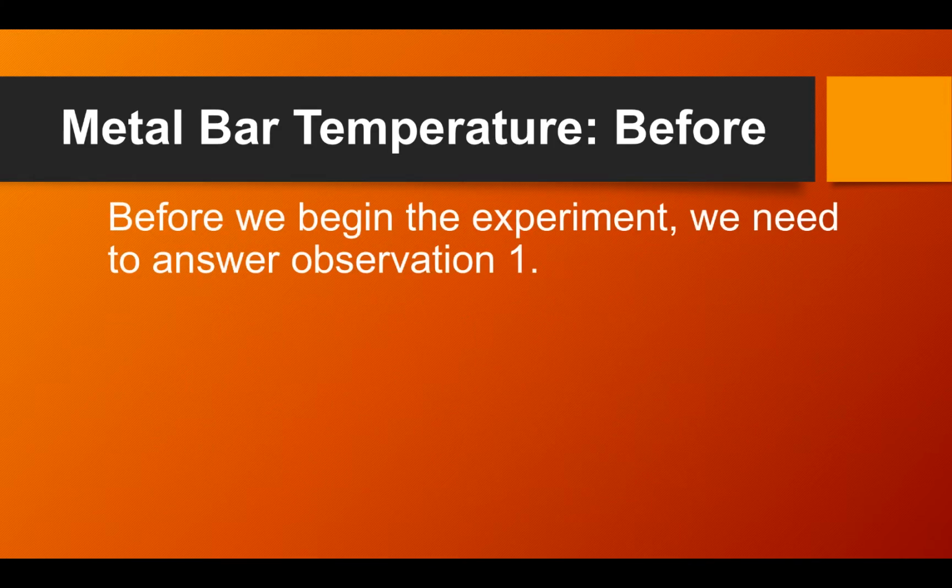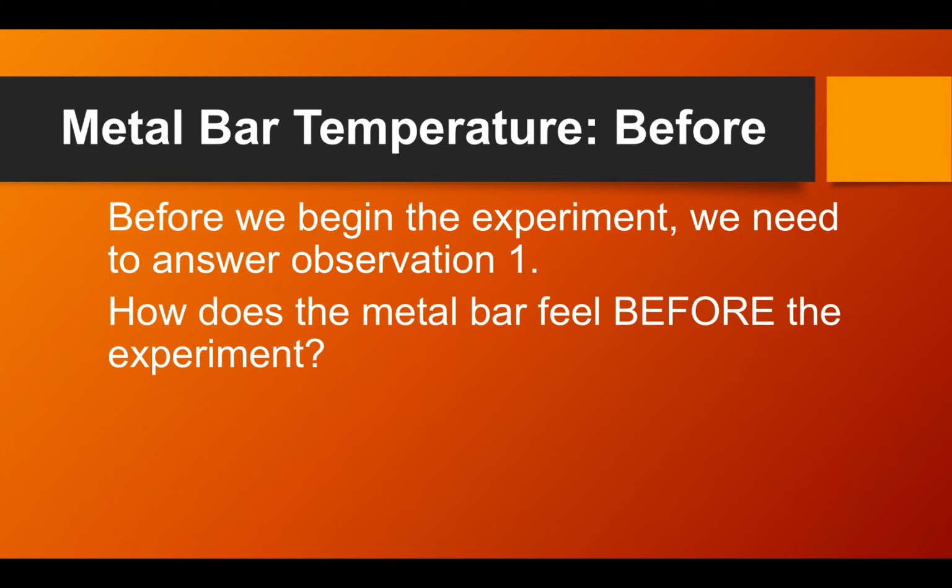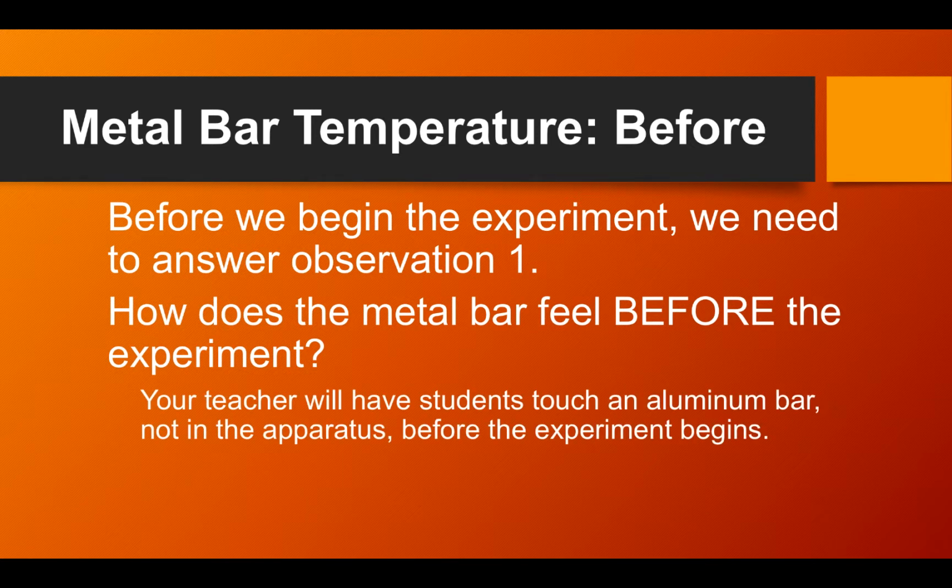Before we begin the experiment, your teacher is going to walk around and let you feel the bar before the experiment, at least a few people, and they'll tell the rest of the class what the bar feels like on both ends of the bar before putting them in the apparatus. So your teacher will have the students touch the bar, not in their apparatus, before the experiment begins.